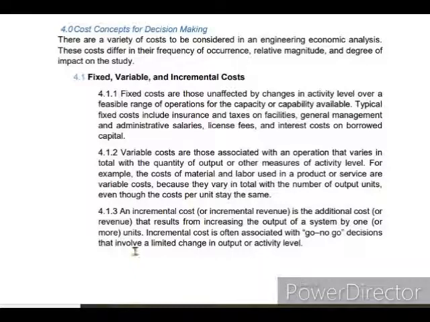So this one is for situational. Okay, if there is a situation wherein the company calls to increase the capability or the quality of a system or a product, incremental cost will be charged. Okay, so it is often associated with go/no-go decisions that involve a limited change in output or activity level, because this is a critical decision. That's why the managers should study this well before applying this incremental cost.